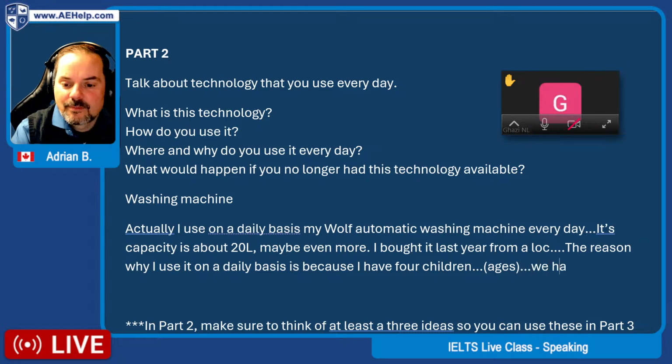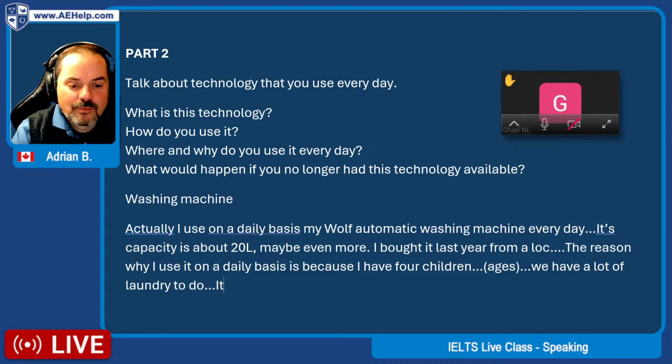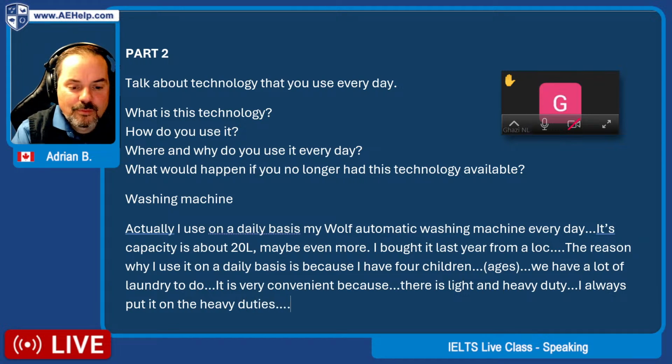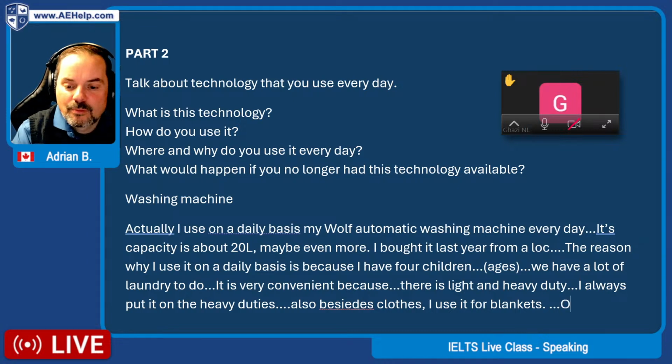It's very convenient because I just put the clothes inside and set the key. There are different settings for the automatic washer. There's the light and heavy duties. I always put it on the heavy duties. Besides the clothes, I also use it for blankets. I can put blankets as well. And once I start it, it just starts washing by itself. I just go do my other activities, and it takes about half an hour to finish the cycle.